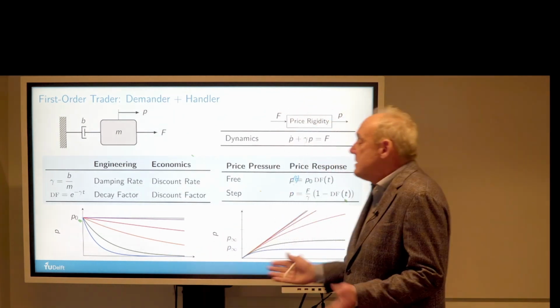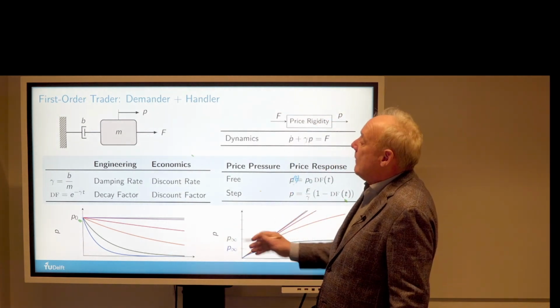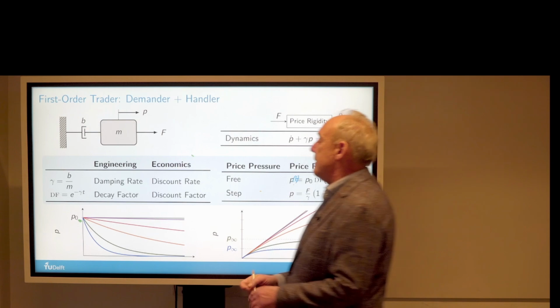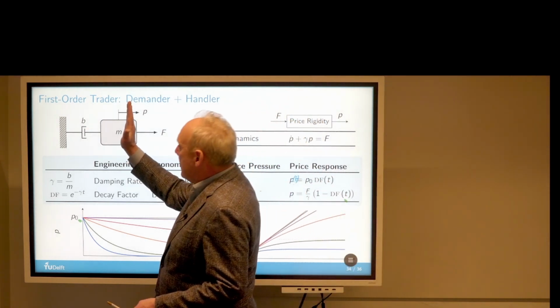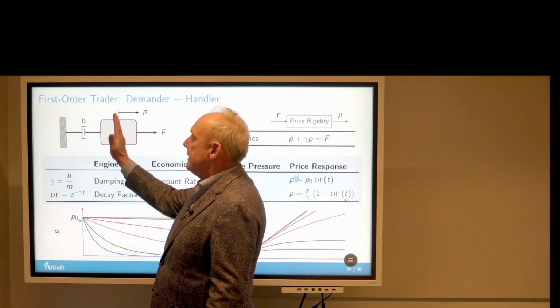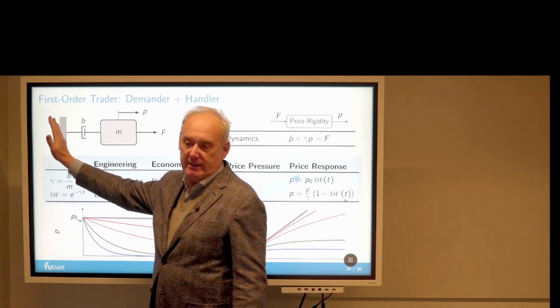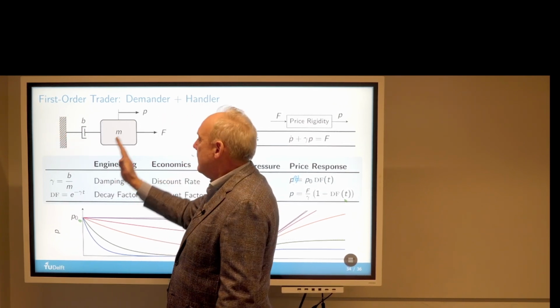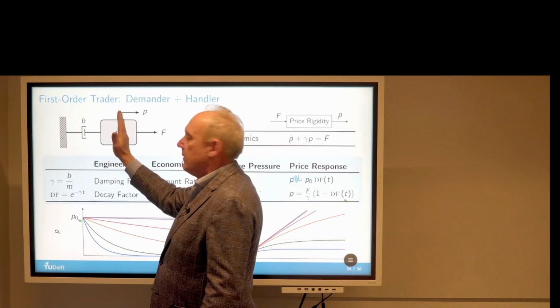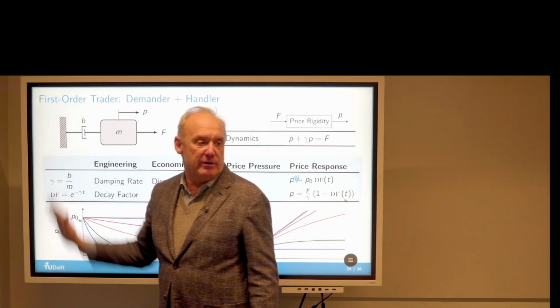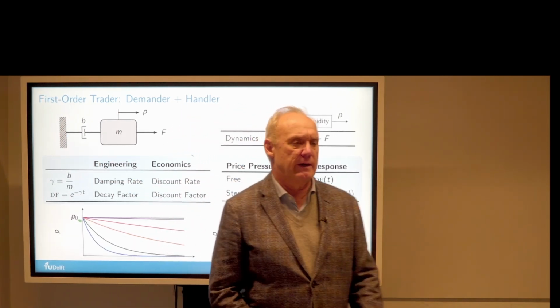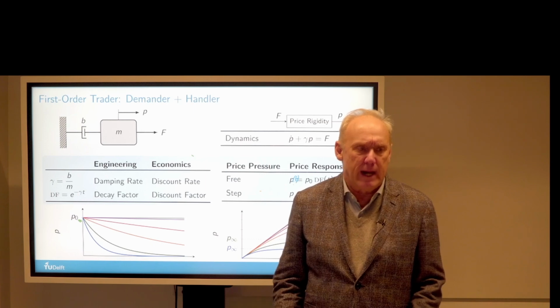Now, what you see immediately is that, what does equilibrium mean? Equilibrium happens when the quantity demanded of this demander is the same as the quantity demanded by this market here. Mechanically, when does equilibrium happen? If the velocity of the mass is equal to the velocity of the wall. All right, okay. And why is that the case?